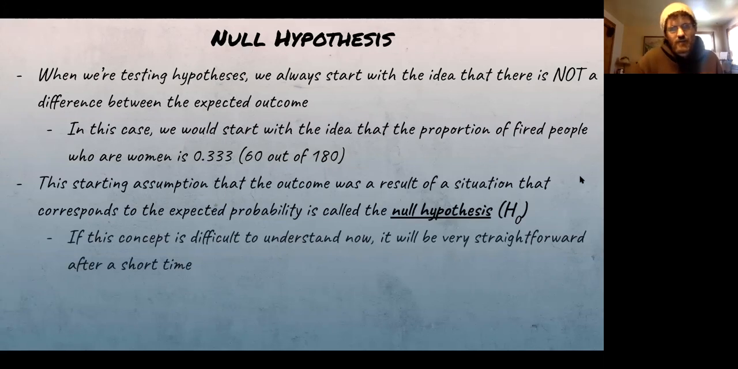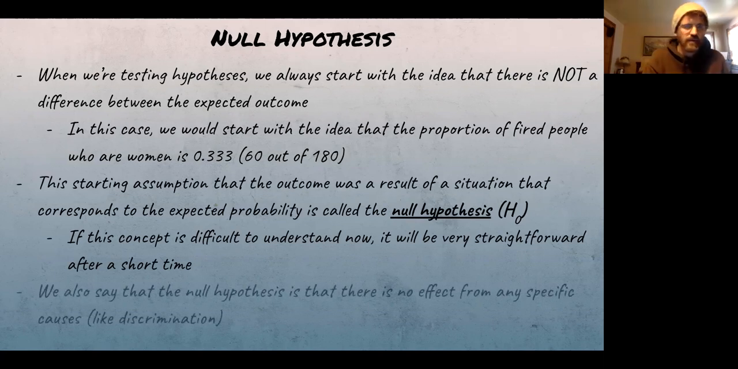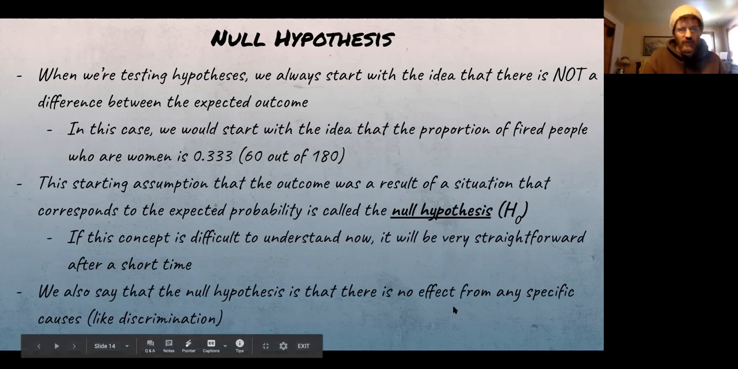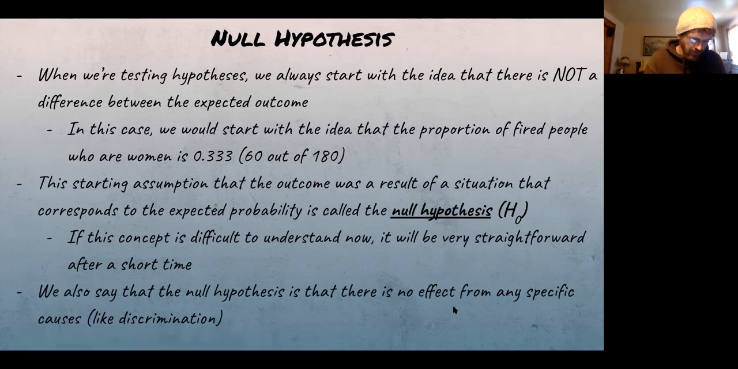If the concept is difficult to understand right now, and some of this might be like, what is he talking about today? It will make sense more and more as we go through specific examples. I'm just throwing out some concepts today. Okay, there's no effect from any specific causes. And I should have changed this phrasing. It's not that there's no effect, but there's no evidence of an effect.